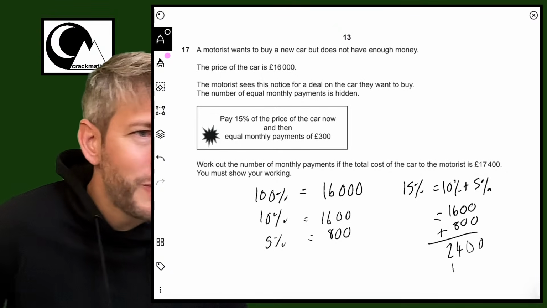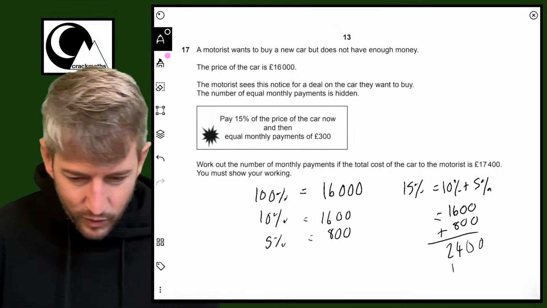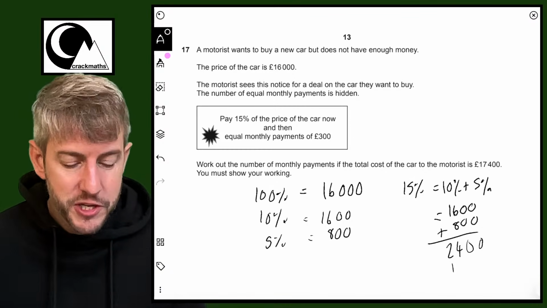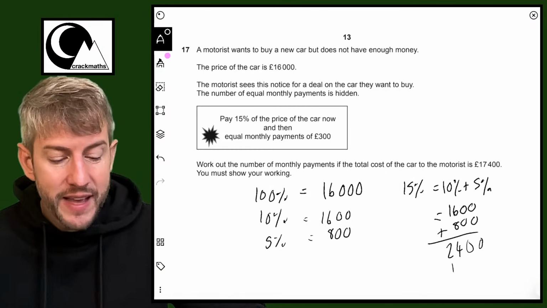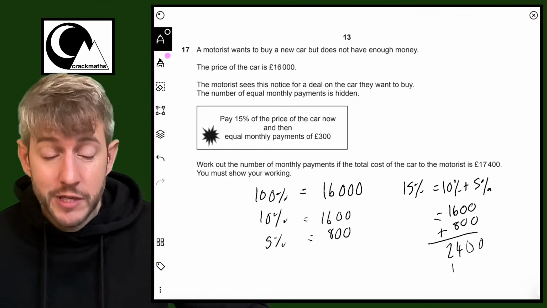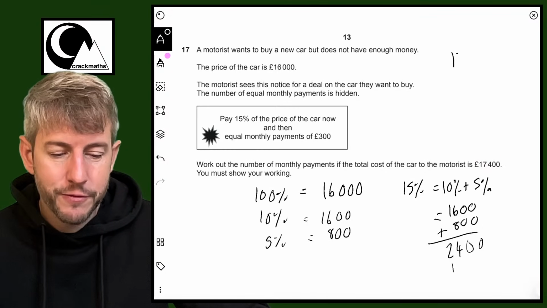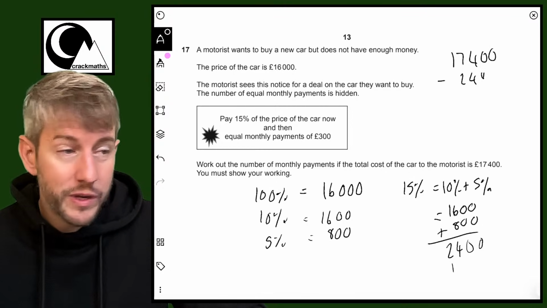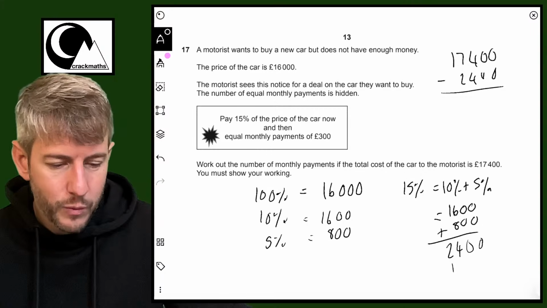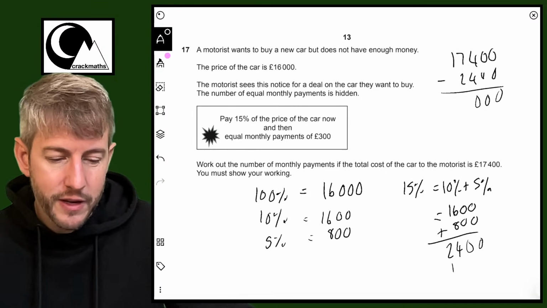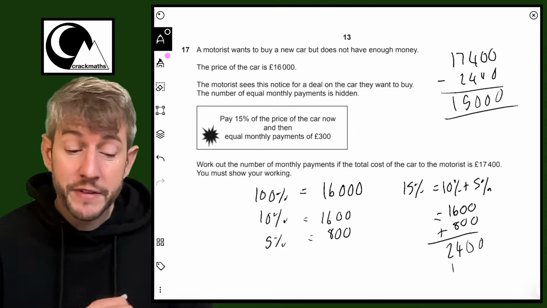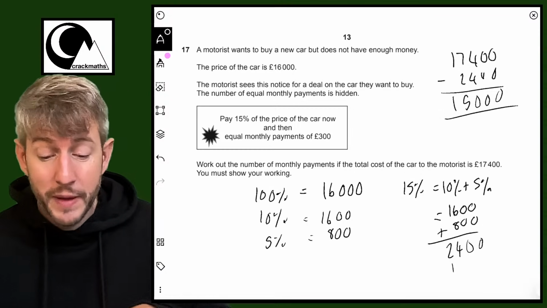Okie dokie. So where are we up to with this? Right, we know that he's paid 2,400 already. So he pays a total of 17,400. So we can do 17,400, take away what he's already paid, which is nice. That's going to leave us with, well, that goes 5, 1. Okay, so that leaves us with £15,000 for him to pay.